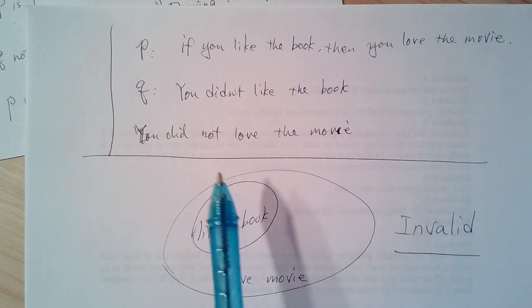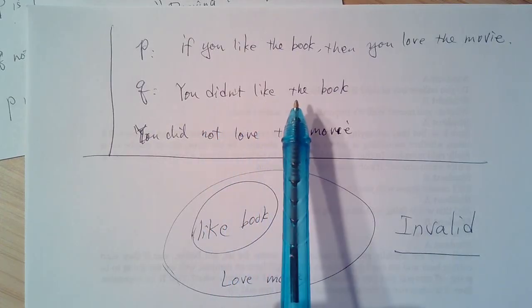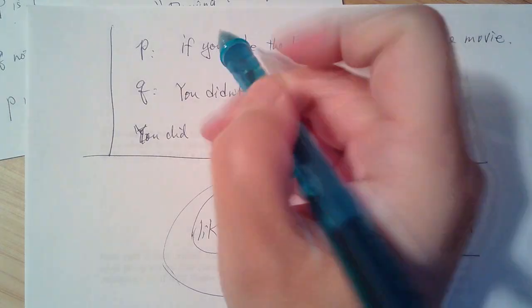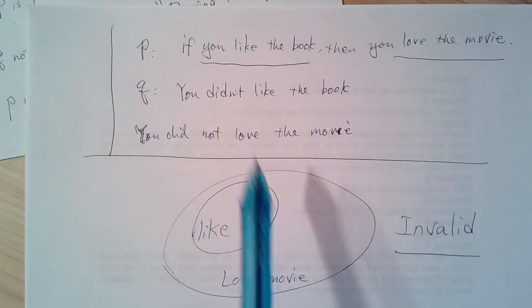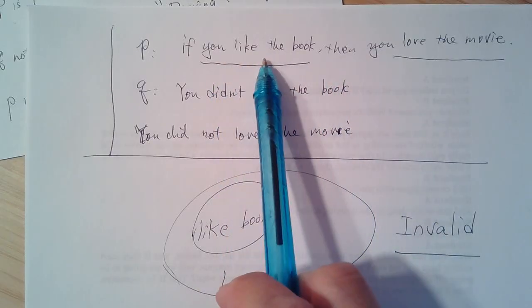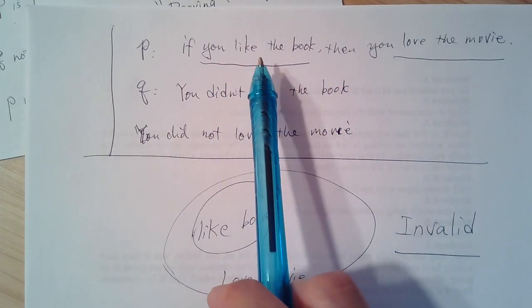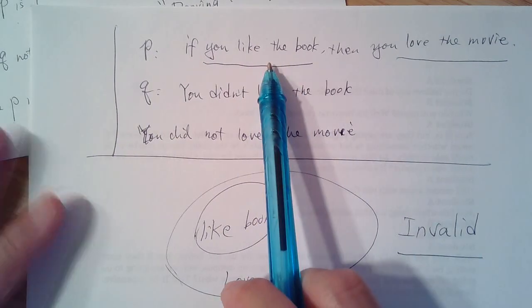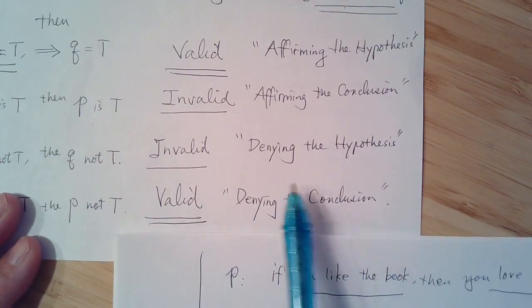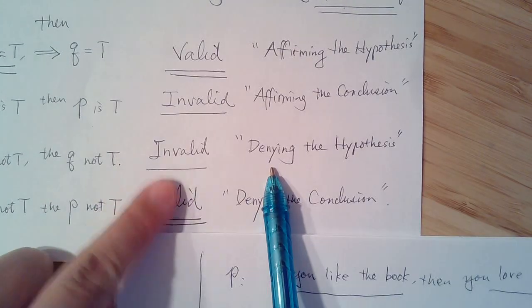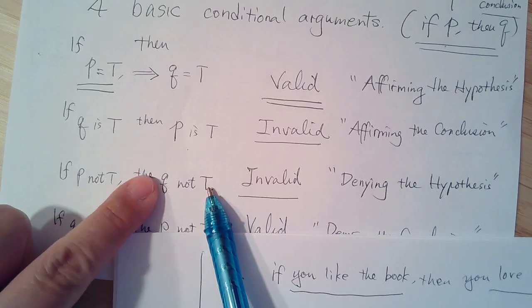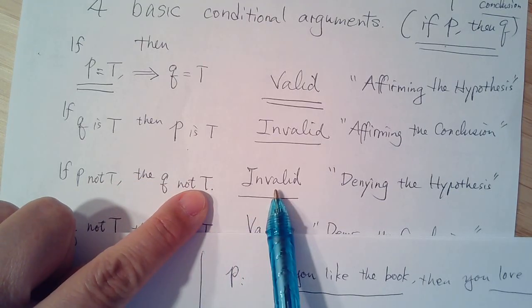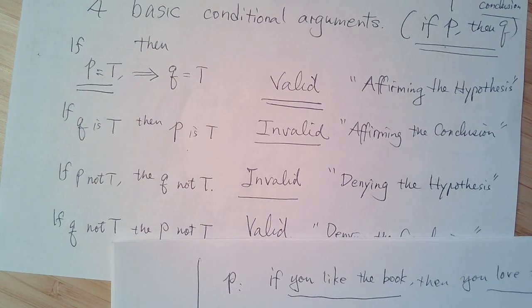And what you're doing is, if you like the book, this is P, this is Q. So you did not like the book. If not P, condition. You're denying the hypothesis. So that's invalid. Okay. See, if P not true, if you don't like the book, then you don't love the movie. This is invalid, denying the hypothesis. Okay.